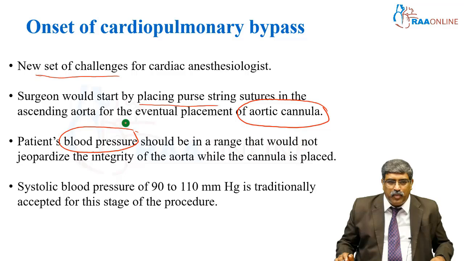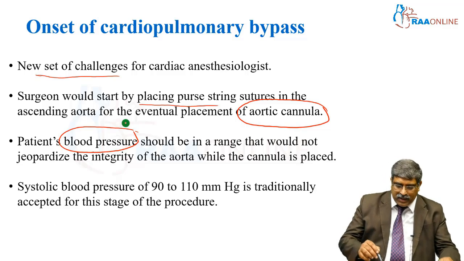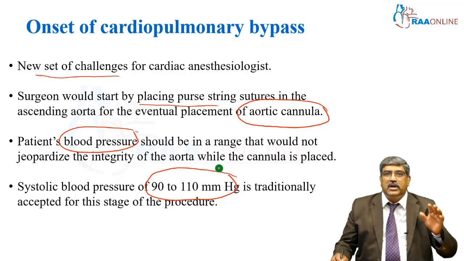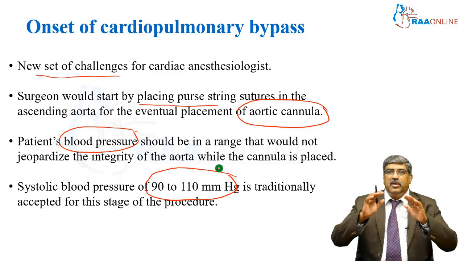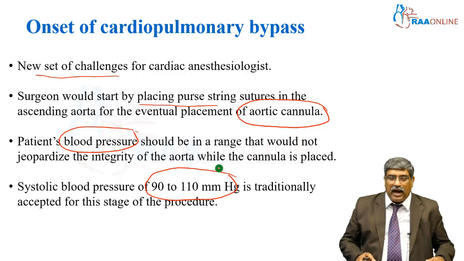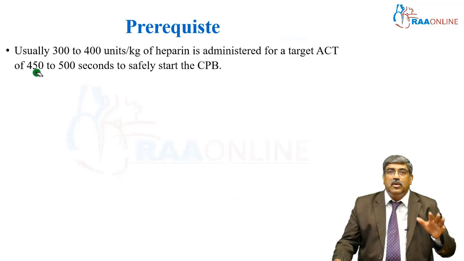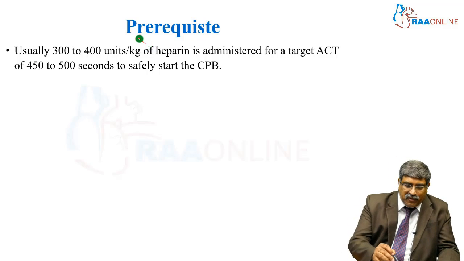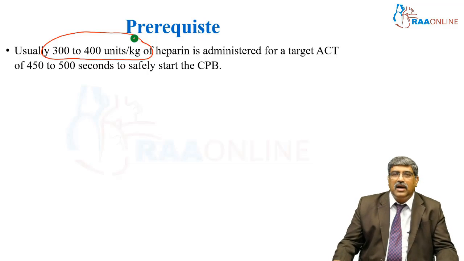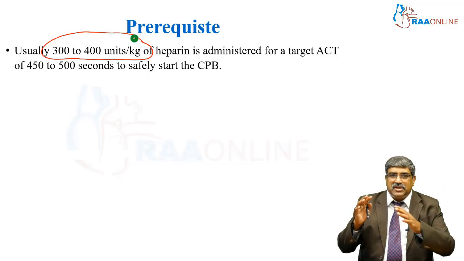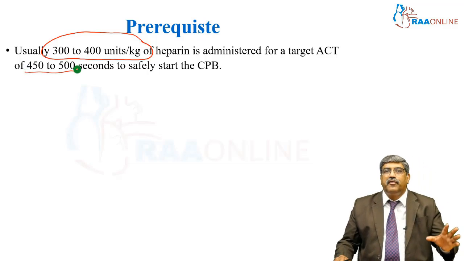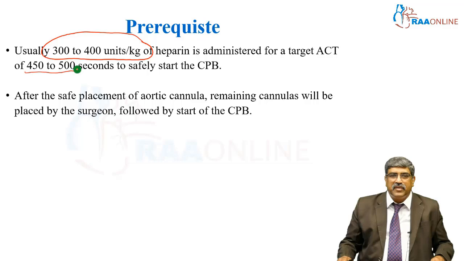That is very important. Normally, you maintain the systolic blood pressure at a range of 90 to 110 for the ascending aortic cannulation. Now coming to the prerequisite for cardiopulmonary bypass, usually we give 300 to 400 units per kilogram of heparin, and the target ACT required for starting cardiopulmonary bypass is somewhere between 450 to 500 seconds.